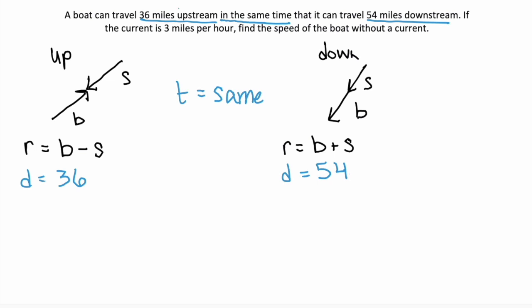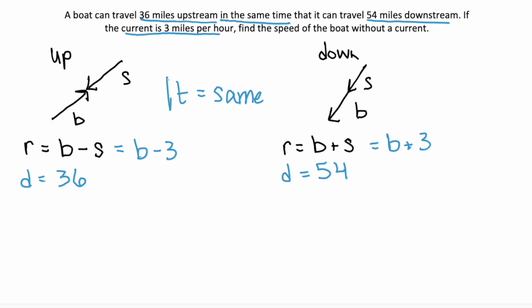And lastly, we're told that the current, or the speed of the stream, is 3 miles per hour. Well, that tells us that the rate when we're going upstream will be B minus 3, and the rate downstream will be B plus 3. We're just substituting the 3 in for our stream speed.